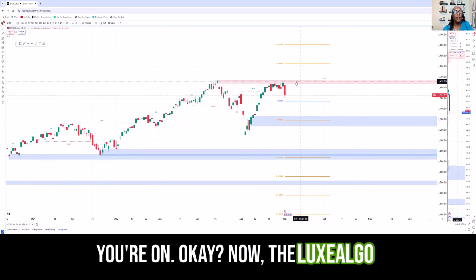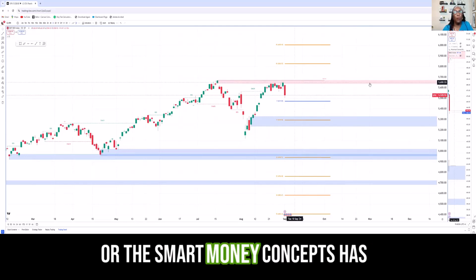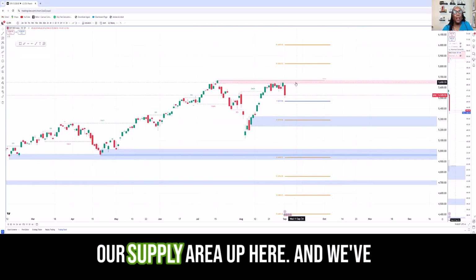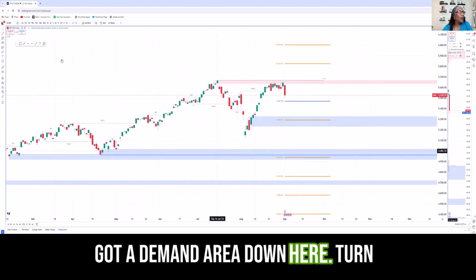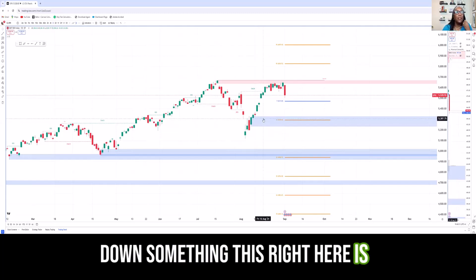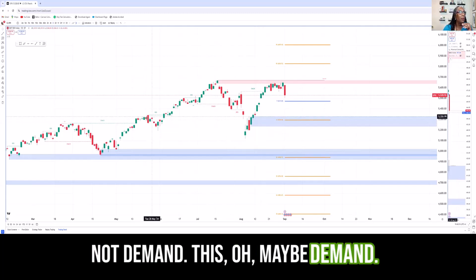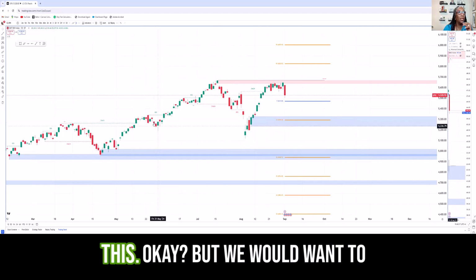Okay. Now the Lux Algo Smart Money Concepts has our supply area up here, and we've got a demand area down here. I turned on something. This right here is not demand. Oh, it may be demand. It might have been demand based on this.